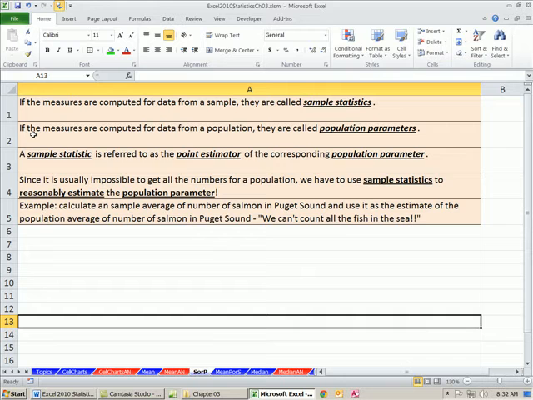Since we're going to do a lot of sampling, in this class, a sample statistic is referred to as the point estimator of the corresponding population parameter. That's just the fancy terms we use in statistics to say, hey, we took a sample and we'll use it as an estimate for our population. All right, let's go over to the sheet mean, P or S.